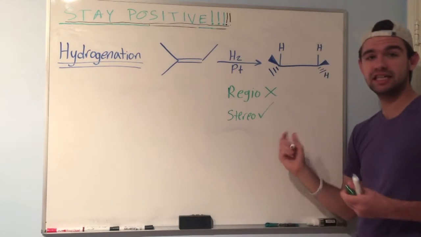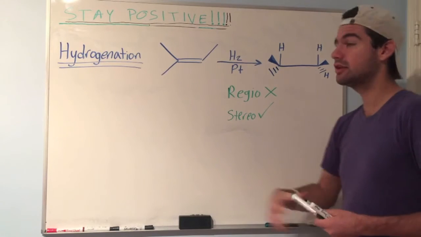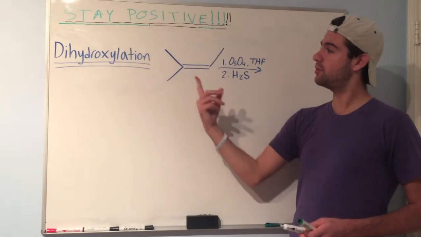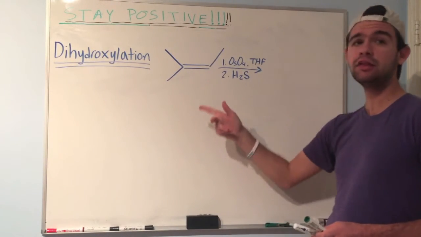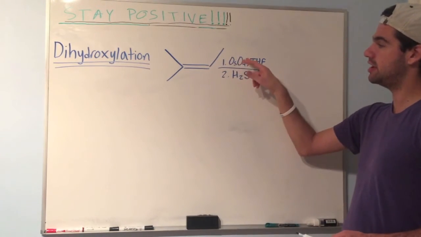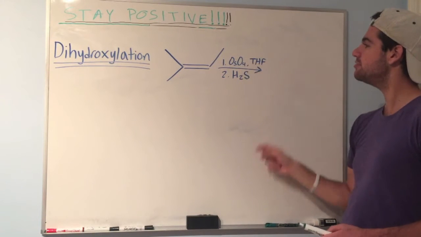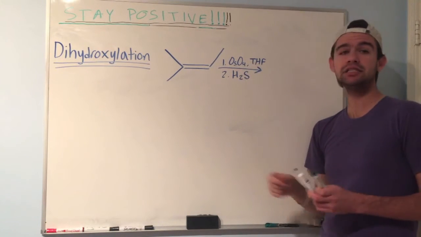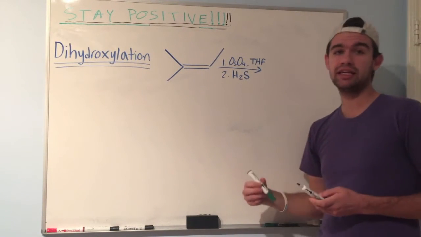And it involves syn addition, okay? Let's move on. Alright, the next type of reaction is dihydroxylation of alkenes. You take an alkene, you react it in a two-step mechanism. First, osmium tetroxide, or OsO4, and THF. And in the second step, H2S, okay? And the product is going to look like this.